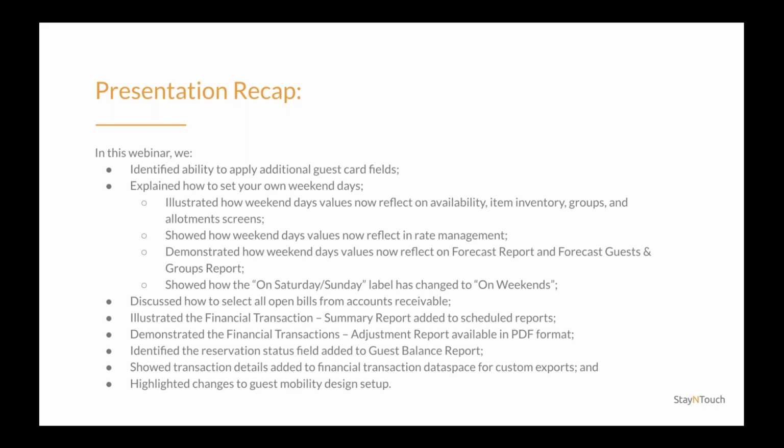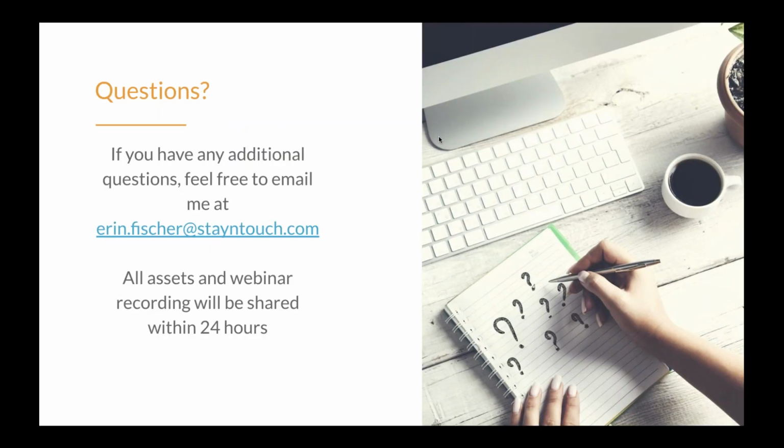Okay, so in this webinar, we identified the ability to apply additional guest card fields, explained how to set your own weekend days, illustrated how weekend days values now reflect on availability, item inventory groups, and allotment screens, showed how weekend days values now reflect in rate management, demonstrated how weekend days values now reflect on the forecast report and forecast guests and groups report, showed how the on Saturday, Sunday label has changed to on weekends, discussed how to select all open bills from accounts receivable, illustrated the financial transaction summary report added to scheduled reports, demonstrated the financial transactions adjustment report available in PDF format, identified the reservation status field added to the guest balance report, showed transaction details added to the financial transaction data space for custom exports, and finally, we highlighted changes to guest mobility design setup.